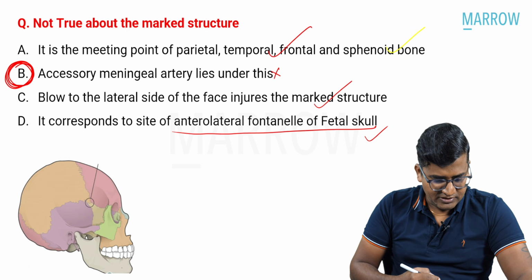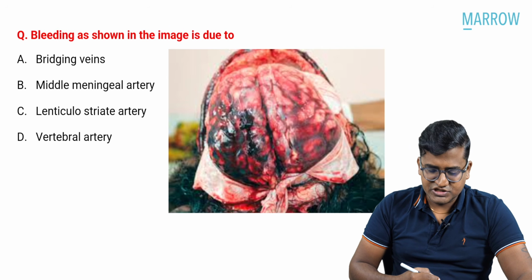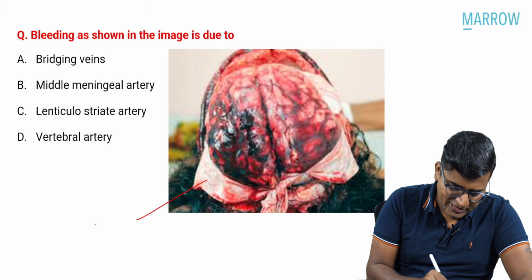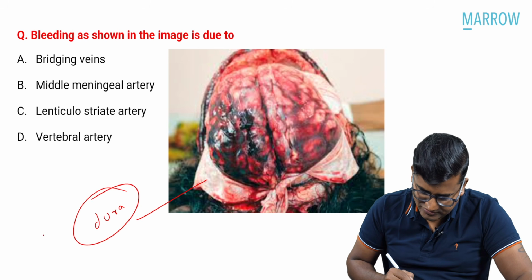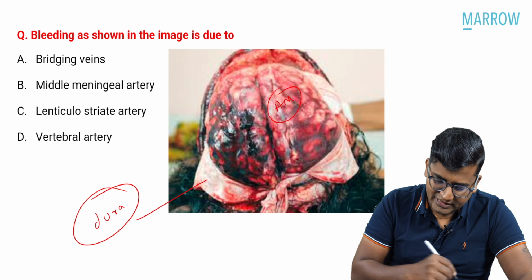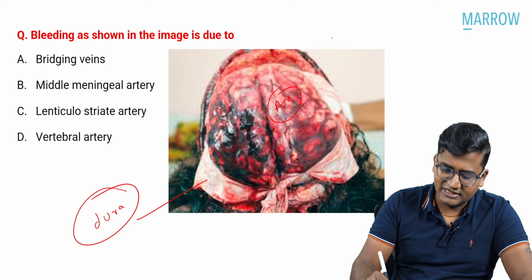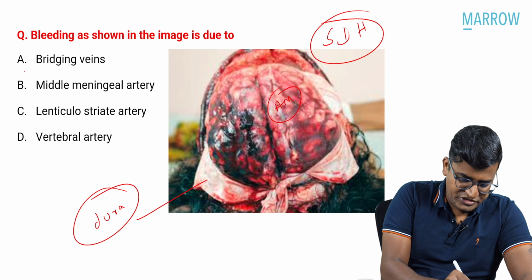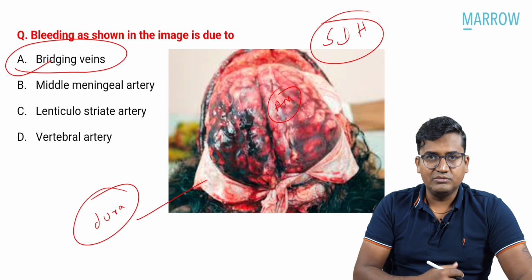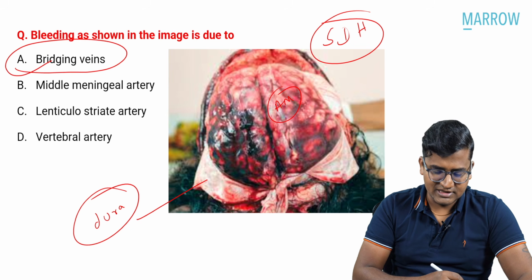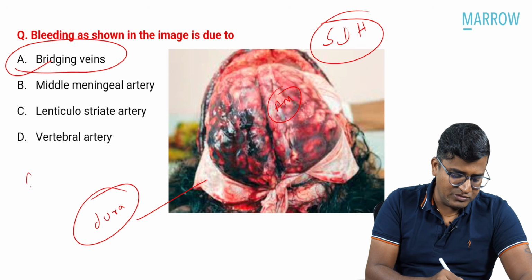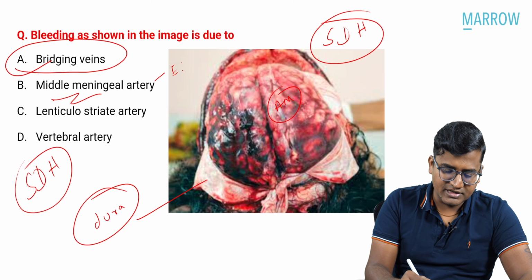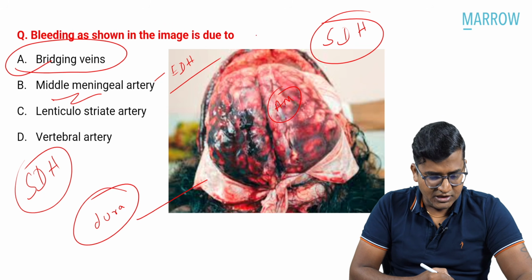Now see the next question. Bleeding as shown in the image is due to what? This is a question we got. Can you see the dura here? The dura is reflected and we are seeing the arachnoid membrane here. So the hemorrhage we are seeing here is a subdural hemorrhage. Just now I told you subdural hemorrhage is due to the bridging veins. So we got two questions from a simple topic. Answer A, bridging veins, is the answer for this question. The patient has subdural hemorrhage, which is due to bridging veins. The middle meningeal artery is involved in epidural hemorrhage. Now see the next question.